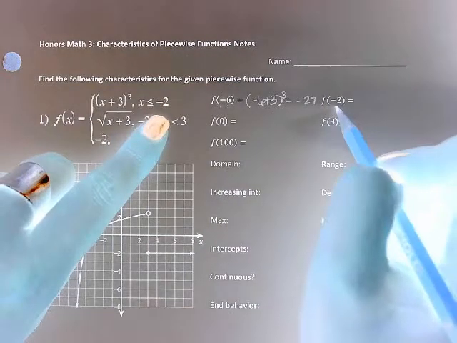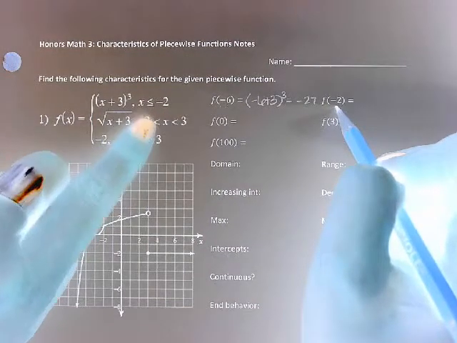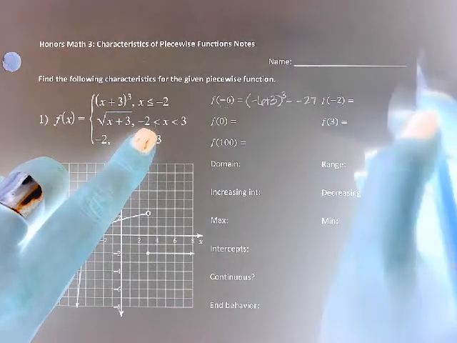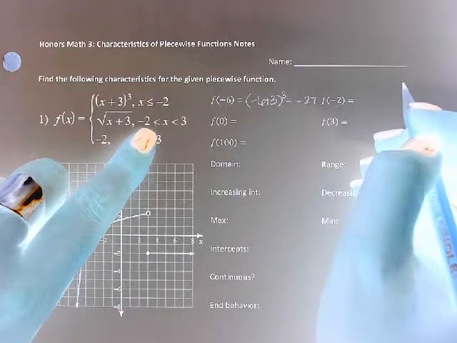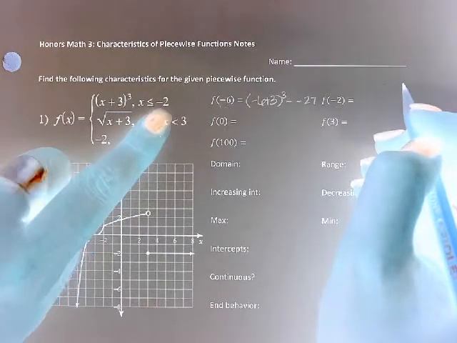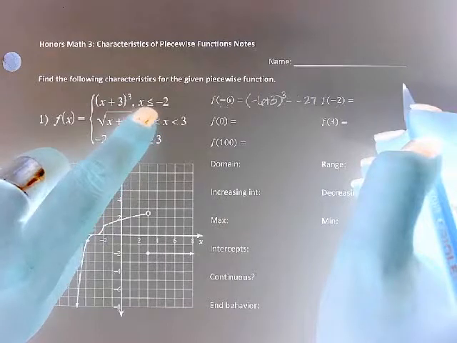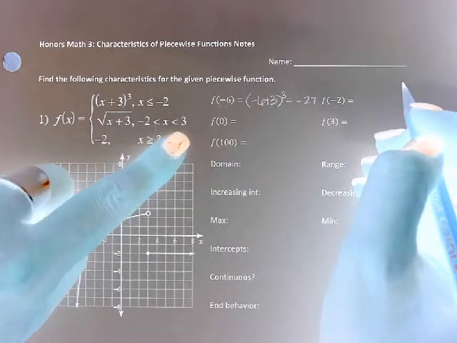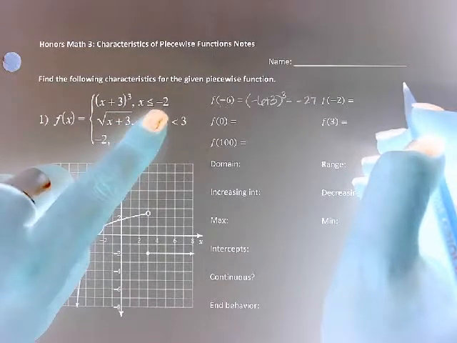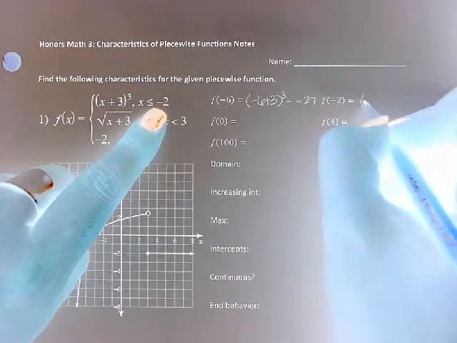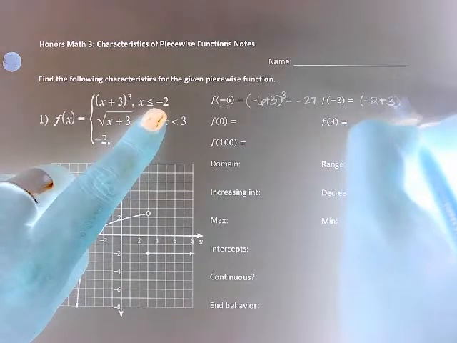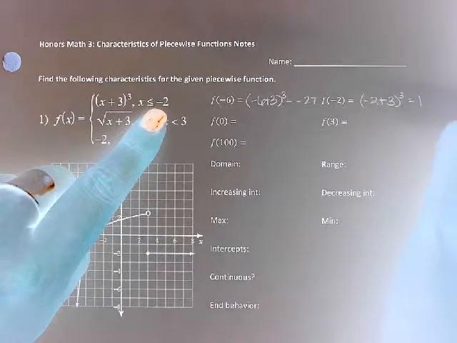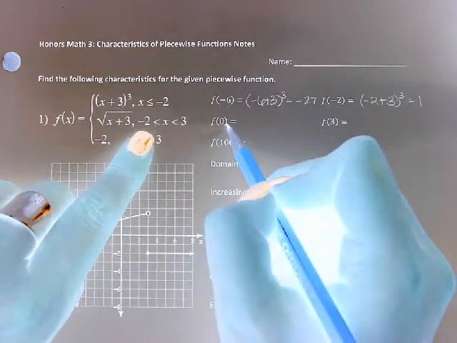So the next one says we're going to plug in -2. Which one am I allowed to plug -2 in for? The first one, because the first one says I can use it if it equals -2. The second one says if it's greater than -2 but less than 3. The first one says we can equal -2. So I'm going to plug it into the first one. (-2 + 3) cubed is 1. 1 cubed is 1.